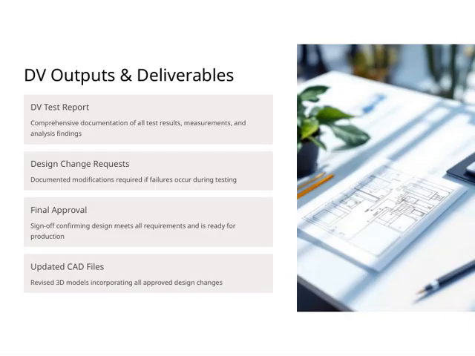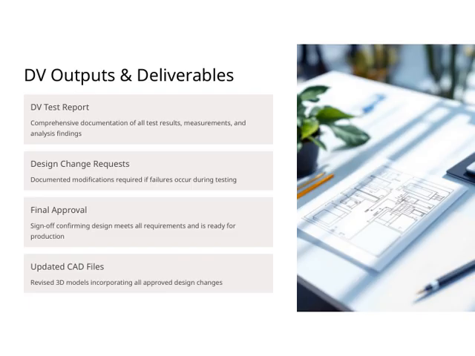Now, let's look at the key outputs and deliverables from our design validation process. First up is the DV test report. This document is crucial because it provides a comprehensive record of all the test results, measurements, and analysis findings. It essentially captures the performance and reliability of the design under various conditions. Next, we have the design change requests. These are documented modifications that may be needed if any failures or issues are identified during testing. They help us track what needs to be adjusted to ensure the final product meets all requirements.